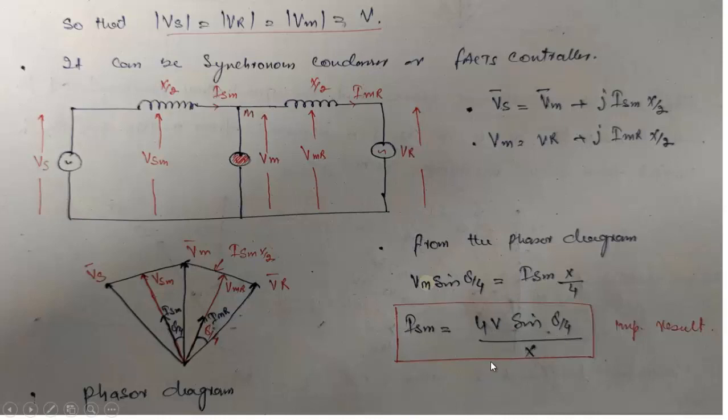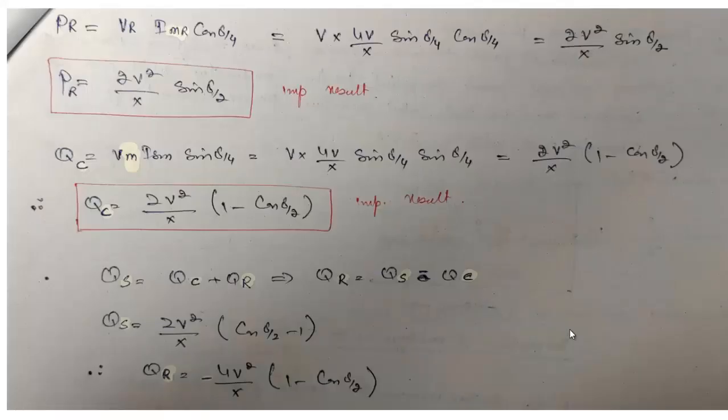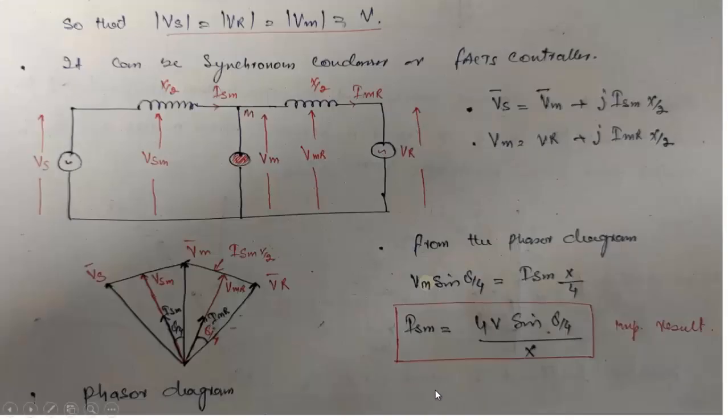So it's very simple. It is similar to that of the earlier one. Only difference will be here: we have 4 here, we have 4 here. Other things are all the same. One more thing that you need to be clear about is that when we calculate IMR, that will also be the same, 4V sin of delta by 4 by x. So I can write IMR is equal to ISM is equal to this.